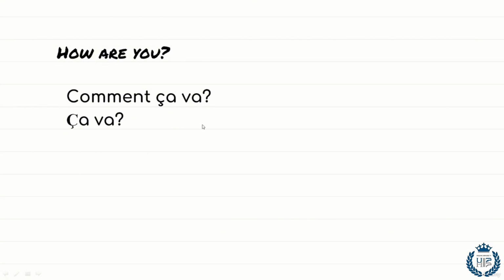This is something you can use with your friends, the people that you know, the people around your age, the people that are younger than you, that you can speak informally to. Comment ça va? Repeat after me. Comment ça va? Or for short, ça va?